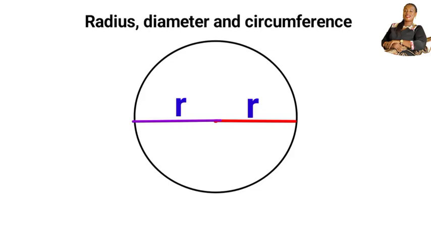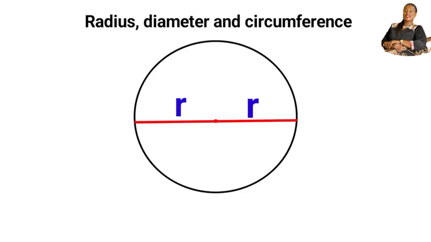Did you notice anything? I noticed that from one end of this circle to the other end of the circle, there are two radii. So when we have two radii in such a way that the radii divides the circle into two equal parts, we call it diameter. So diameter has two radii.